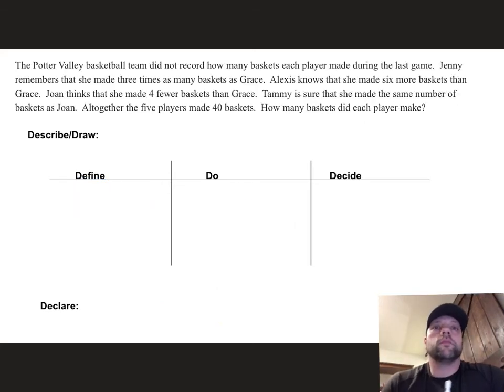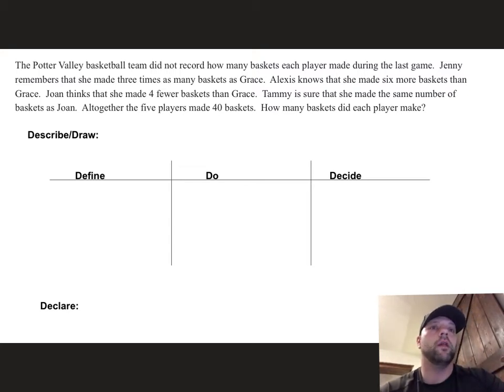All right, here's the last problem. The Potter Valley basketball team did not record how many baskets each player made during the last game. Jenny remembers that she made 3 times as many baskets as Grace. Alexis knows that she made 6 more baskets than Grace. Joan thinks she made 4 fewer baskets than Grace. Tammy is sure that she made the same number of baskets as Joan. Altogether, the 5 players made 40 baskets. How many baskets did each player make?